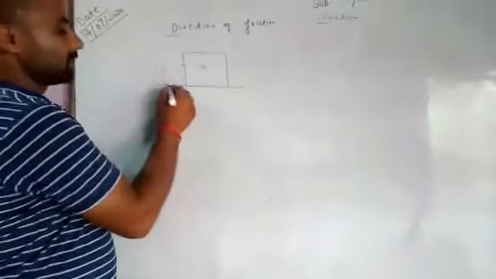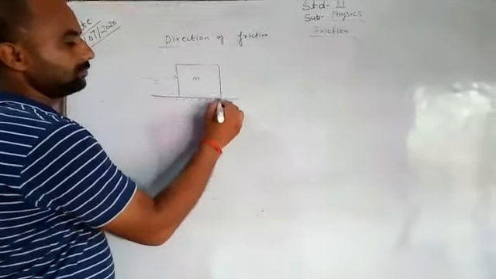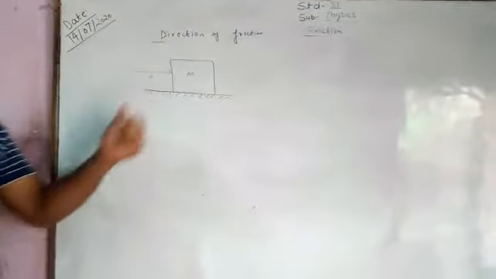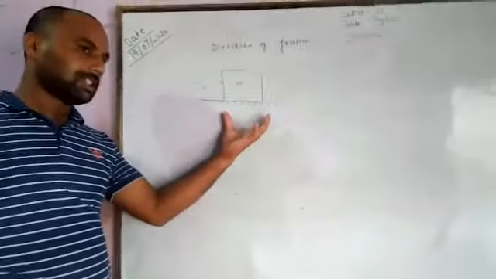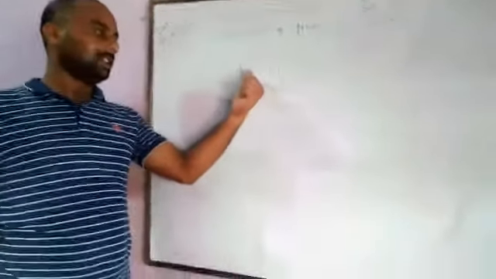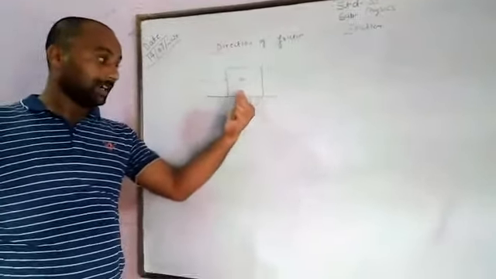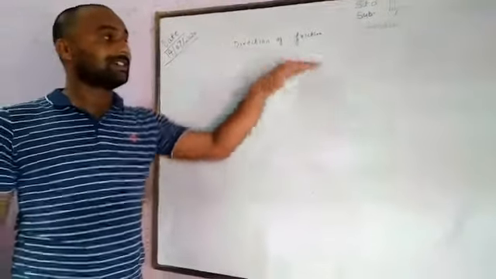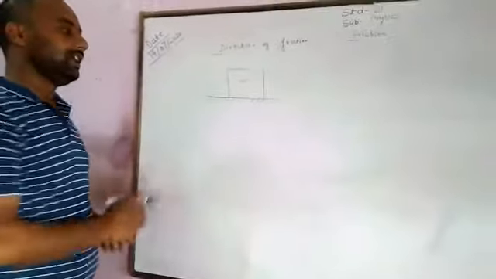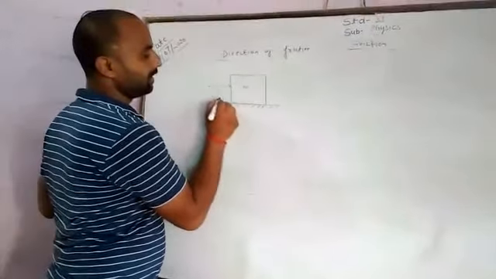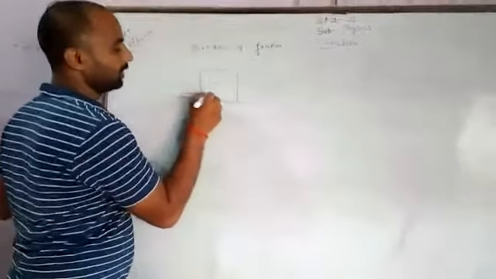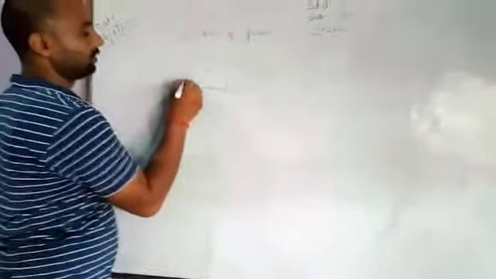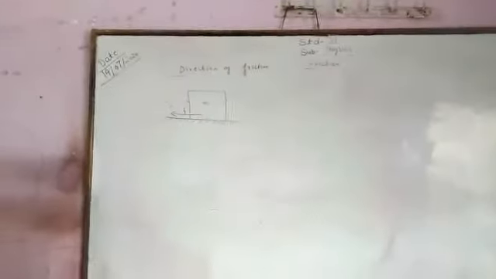What is the direction of friction? Here we can see that this is our surface. Always assume two bodies. This is our earth surface and this is our block. The relative motion between the block and the earth is towards this direction, and hence we can say that the direction of friction is like that. This is the direction of friction in the simplest case.